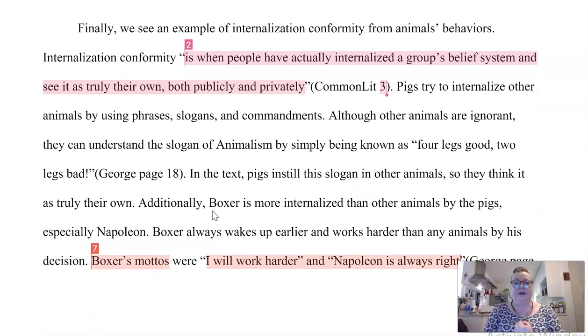Okay, and then her third body paragraph talking about internalization. And again, we've got a quote from the one text properly cited, and the idea of internalization is repeating of phrases and slogans and commandments. Okay, 4 legs good, 2 legs bad, etc. And this idea that the repetition of these phrases and ideas, they get into the animals' heads and they start to believe it. Okay, and you'll notice this in real life politics all the time. That's why politicians always try to have some phrase or slogan, and they become known for it, and it helps people identify with them.